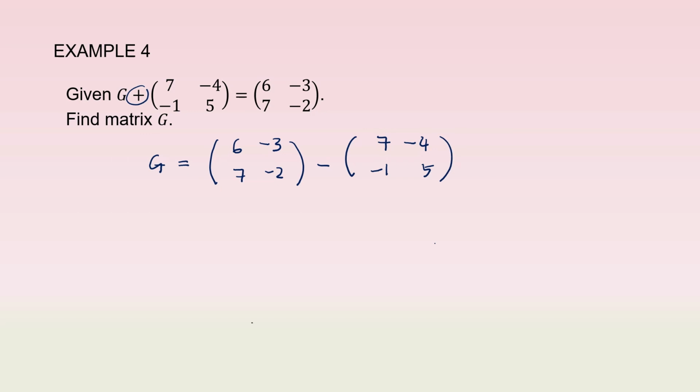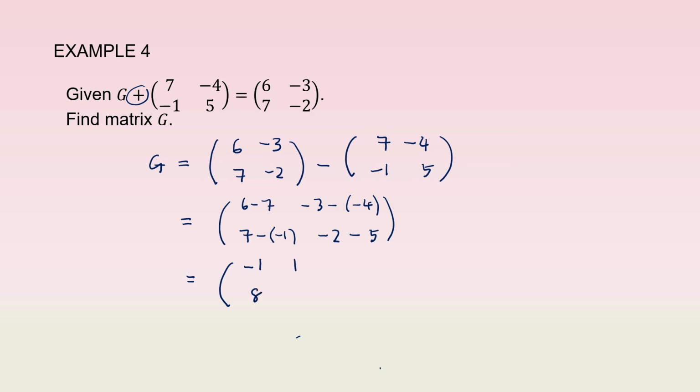You can just calculate, subtracting each element with the corresponding element. So kita akan dapat 6 minus 7, negative 3 minus negative 4, 7 minus negative 1, and negative 2 minus 5. Calculate the answer. You can use a calculator or you can use your powerful mind. Then you have negative 1, 1, 8, negative 7. Correct? Yes. So this is how we solve questions involving addition and subtraction of matrices.